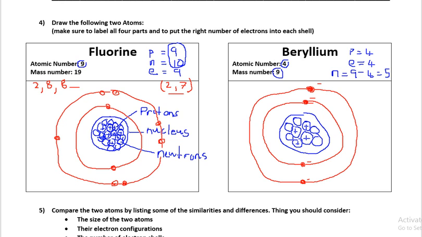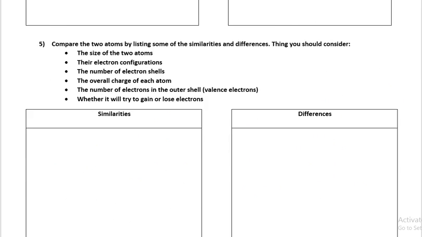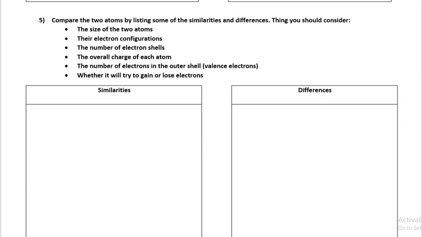Alright, what else can we have a look at? And I'll clear that because it'll get in our way. What else are the differences between them? Well, the overall charge of each atom. Both of them are neutral because they both have the same number of protons as electrons. So even though fluorine has more protons, it also has more electrons. It has an even number, 9 protons, 9 electrons. Beryllium has 4 protons and 4 electrons. So it's the same, both of them have a balanced number of protons and electrons.